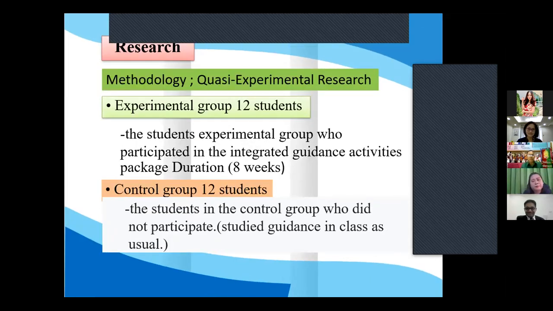Research methodology: this research is quasi-experimental research. The experimental group of 12 students participated in the integrated guidance activity packet for 8 weeks. The students in the control group did not participate, and studied guidance in class as usual.